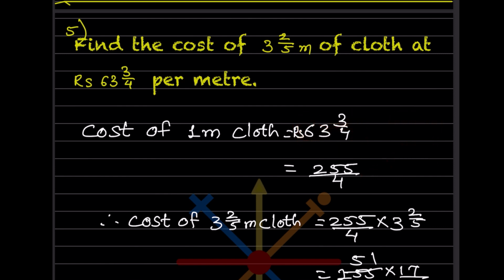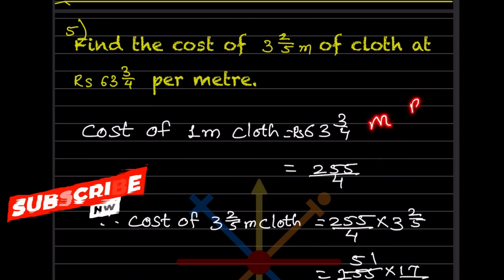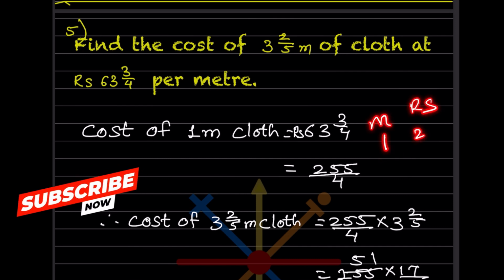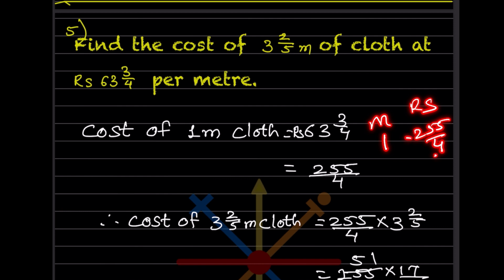So now we have to find the cost of this one, 3 integers 2 by 5 meter. So now what are you going to do? See, for 1 meter, see here is meter and here is rupees. So for 1 meter, that is 255 by 4. Always there is a confusion whether to multiply or divide. So you can write like this. This is the best way. And for 3 integers 2 by 5 meter, this will be how much?